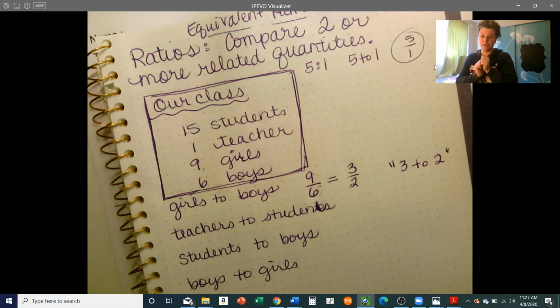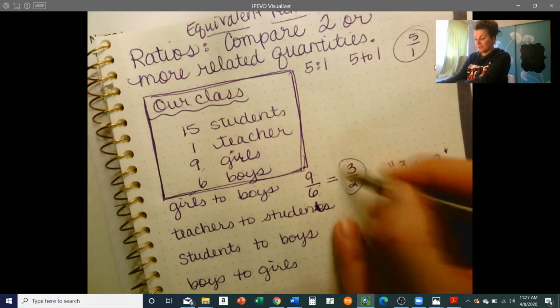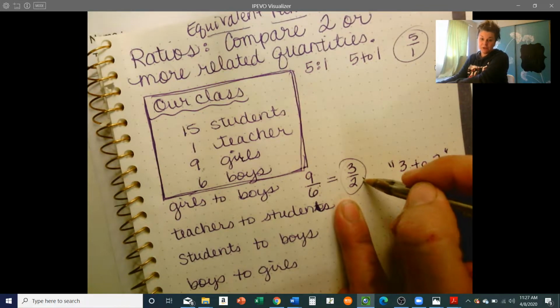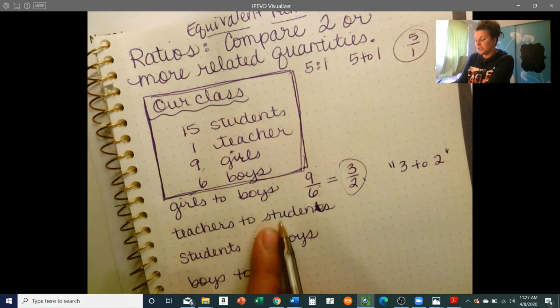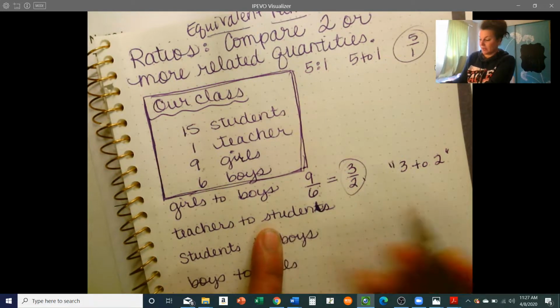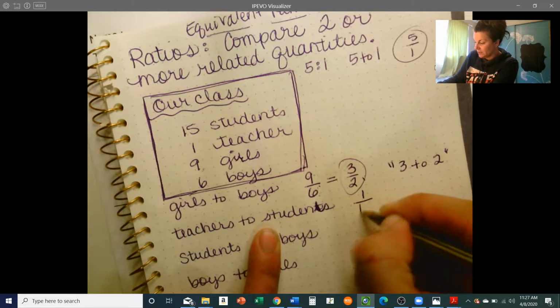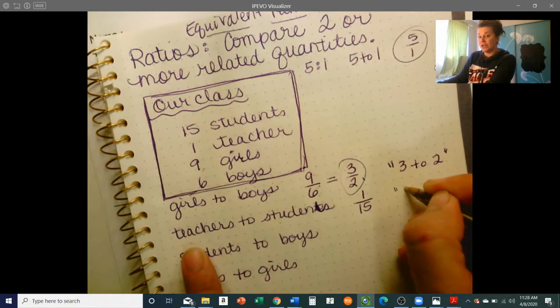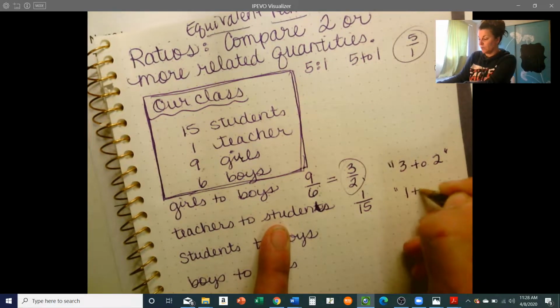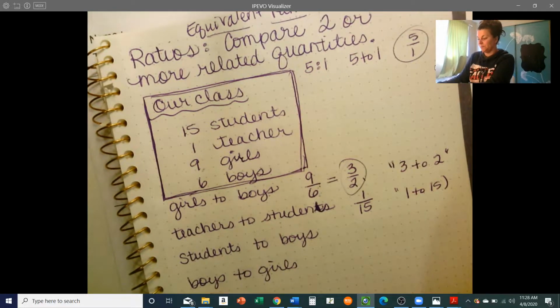The ratio is 3 to 2. But this is a perfectly acceptable answer written as a fraction. Okay. The number of teachers to students. That one's pretty easy. We have 1 teacher to 15 students. So if I said it out loud, I would say the ratio of teachers to students is 1 to 15.